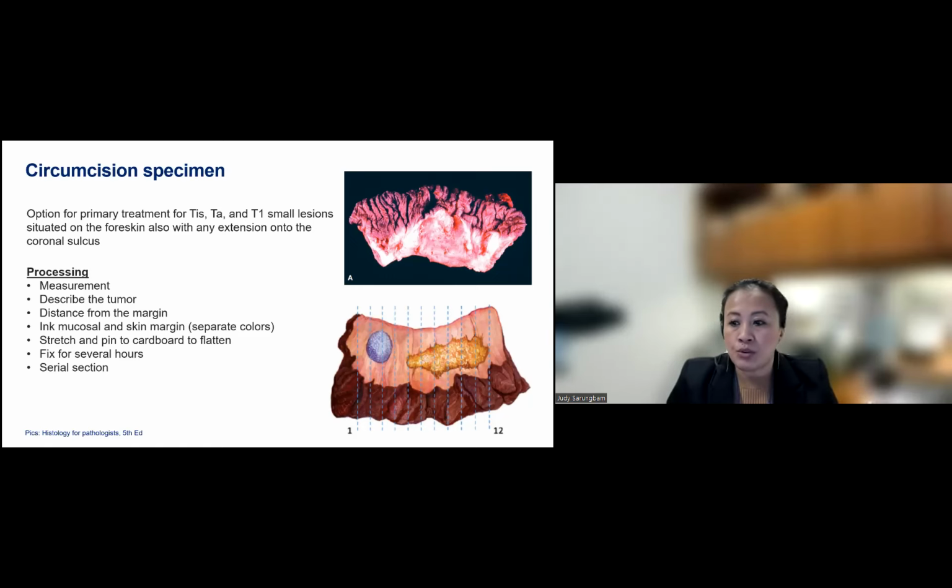For any grossing specimen, we recognize the skin surface and the mucosal surface. And then we measure the specimen. Any lesions are identified, and then we measure them again, and the distance of the lesion from the margin is also noted. Then we ink the mucosal resection margin. The mucosal surface and the skin margin are inked differentially too, so that it's easy to recognize under the scope. Then after having done this, we stretch and pin it on a carpet to flatten it, and then fix it for several hours, and then serially section the specimen, and then submit it entirely.